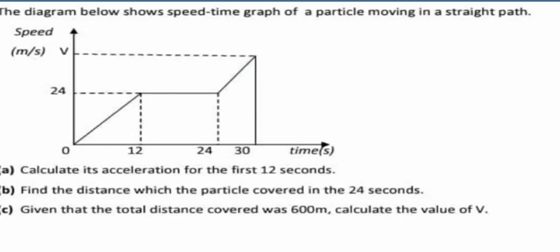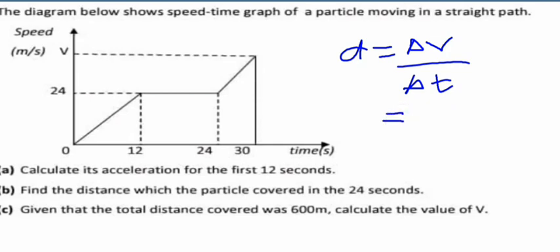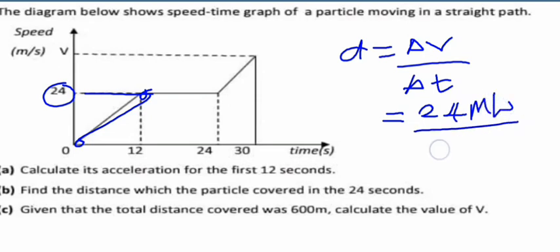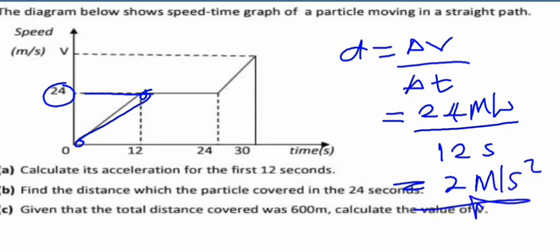Okay. Now they are saying in the first 12 seconds. So it is from this point A up to this point here. So we need to do likewise. Acceleration is equal to the change in speed or velocity over the change in time. So we can see that the change in velocity or speed here is just 24. So we need to write 24 meters per second, then divided by the time here, which is just 12 seconds. As the result, 12 into 24, the answer is just going to be 2 meters per second squared. So this one here is our final answer for question A.